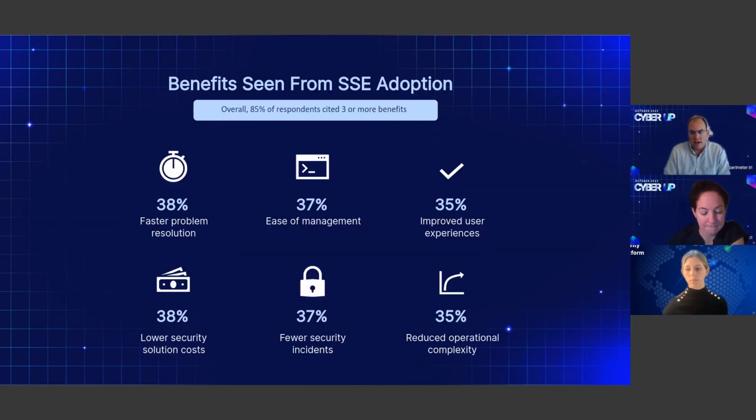And then finally, I think we talked about the why, but these are some proof points on the successes that organizations that have already begun to implement SASE and SSE have seen. So, first and foremost, 85% of the organizations that we spoke to said they had 3 or more benefits from SASE and SSE. So that's telling in and of itself. And then in terms of what those benefits are, faster problem resolution. Again, Tal mentioned this one earlier.